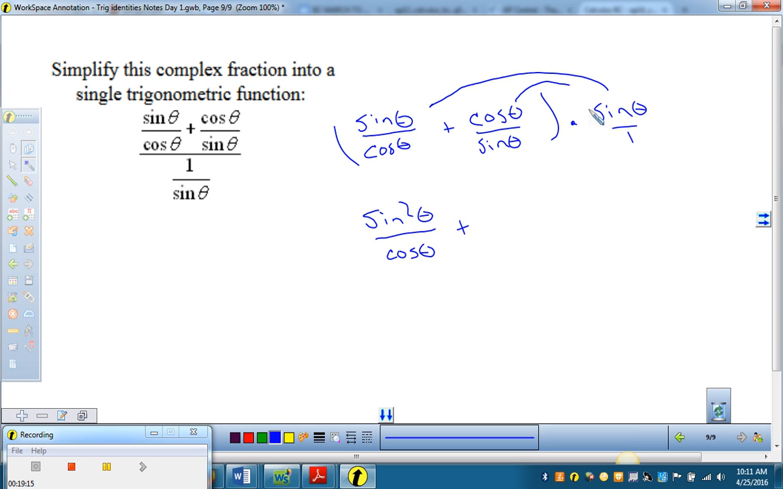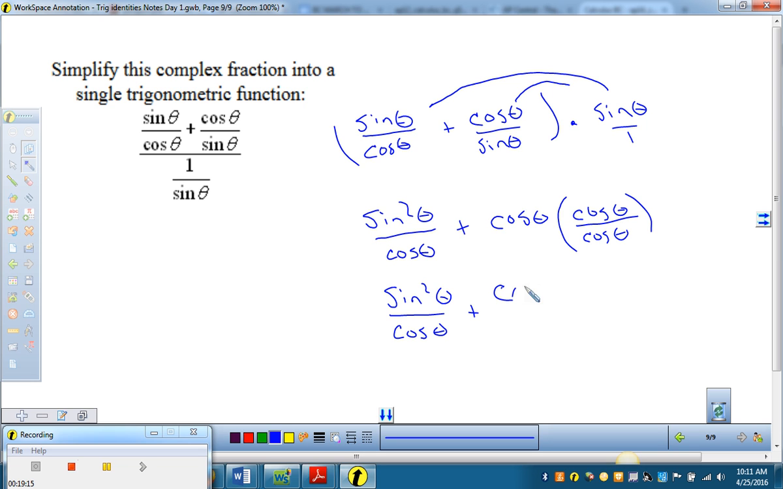The second one does have a nice cancel that happens. That leaves me with what? Careful, the signs cancel. Just cosine theta. Now to be able to add these, I need a common denominator. So I multiply cosine theta by cosine theta over cosine theta, and I'll multiply by 1. So now I have sine squared theta over cosine theta plus cosine squared theta over cosine theta.